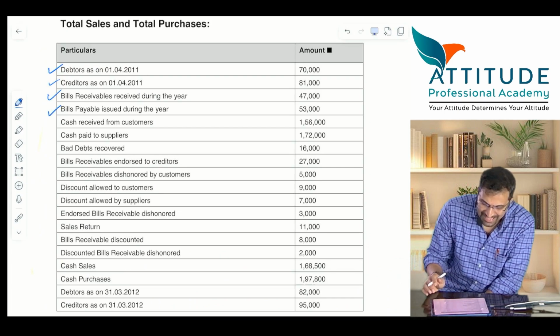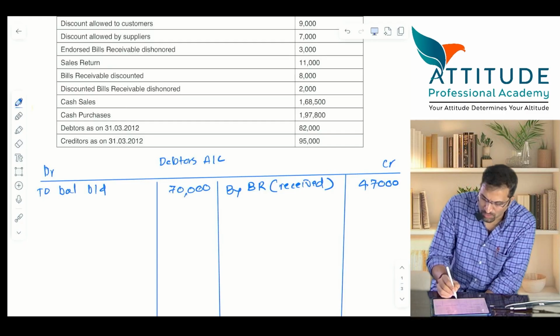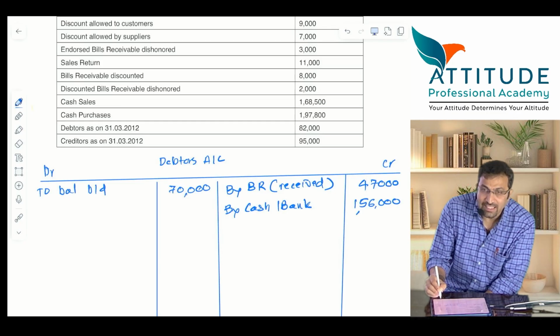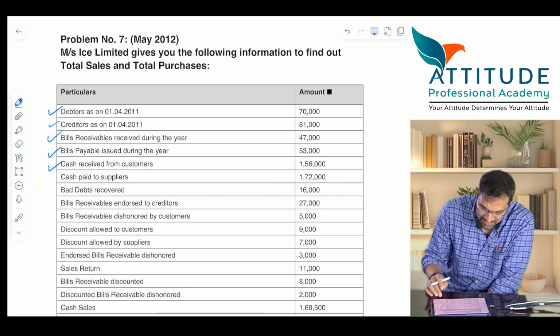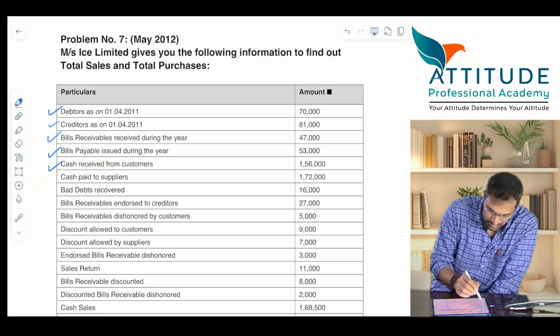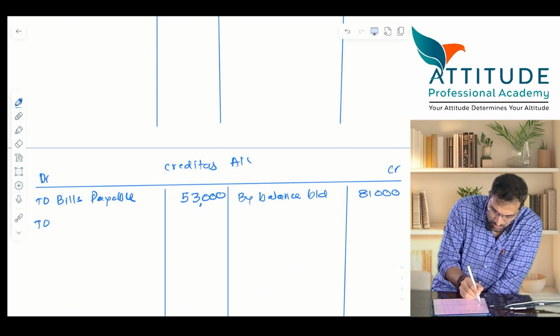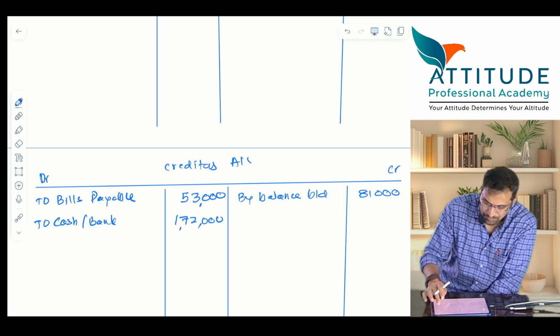Fifth one, cash received from customers. Entry: cash account debit to debtors. So by cash or bank. By cash or bank. How much is the amount? 1,56,000. Is that clear? Next. So fifth one is done. Sixth, cash paid to suppliers. Correct. That is 1,72,000. Entry: creditors account debit to cash or bank. Amount 1,72,000. Next.